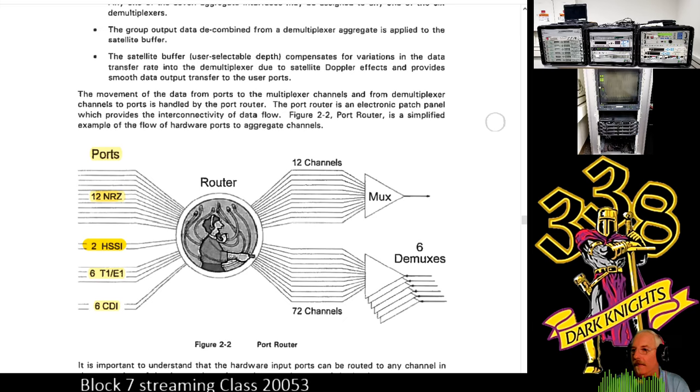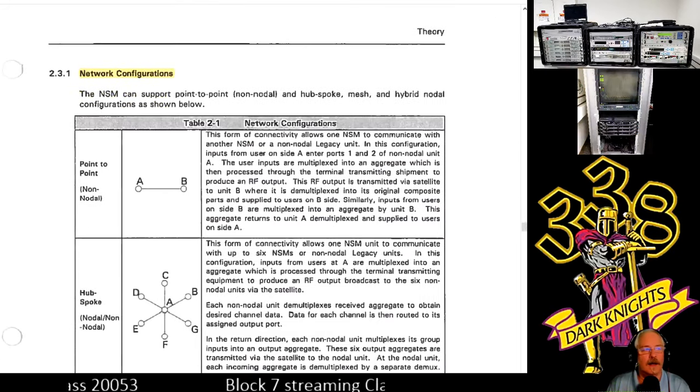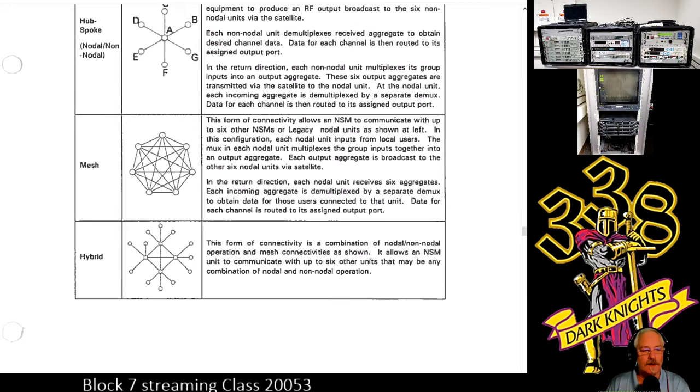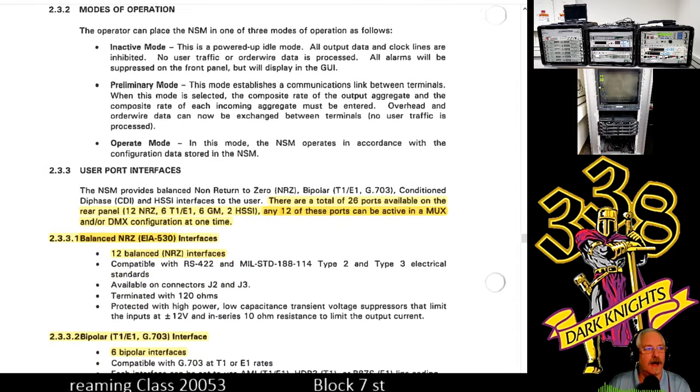If you just wanted to know how many ports that the NSM has, you can see the highlighted area. You got 12 NRZ, 2 HSSI, 6 T1E1s, or 6 CDI. I hope I didn't miss it. No, I don't think I did. Network configurations. When we went over the types of network synchronization, this gives you an idea of what you might be able to see out there. I like it because it's a general principles of the network itself. Modes of information. Ah, good.